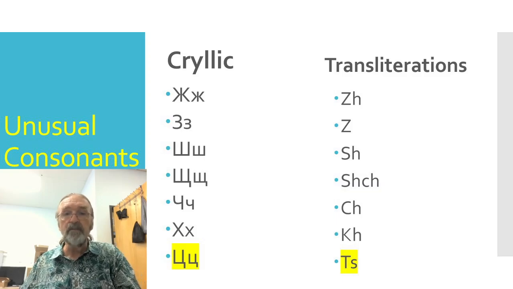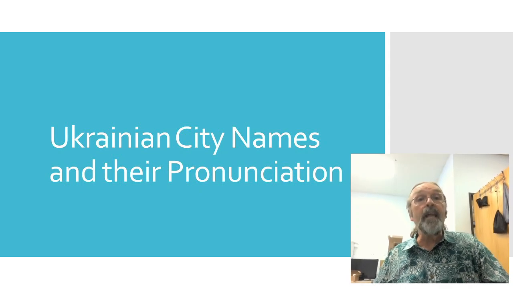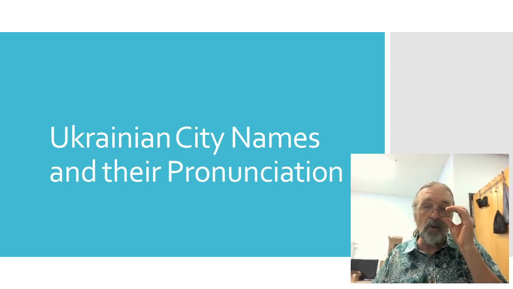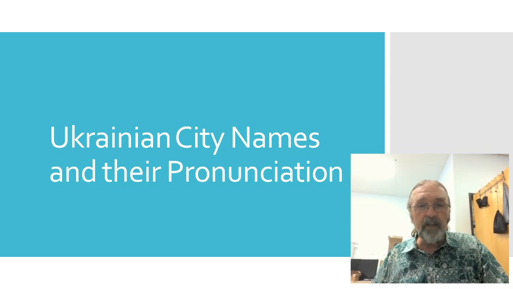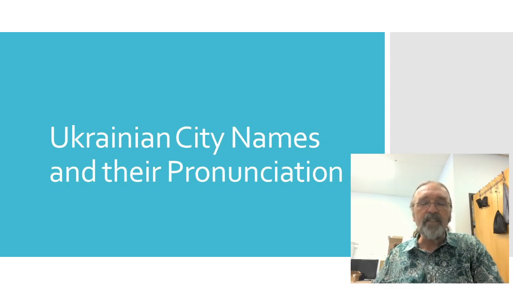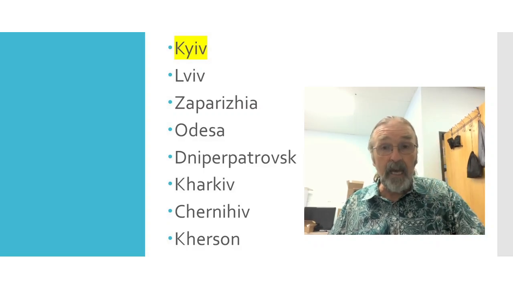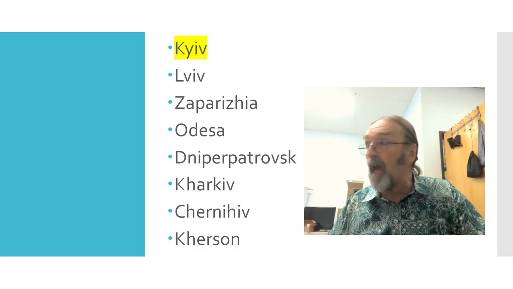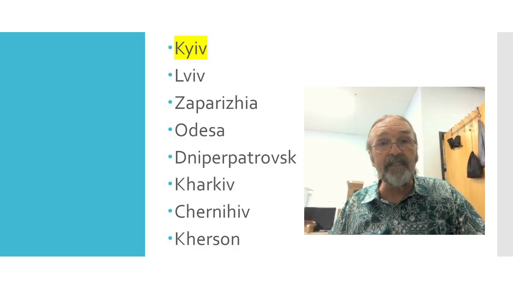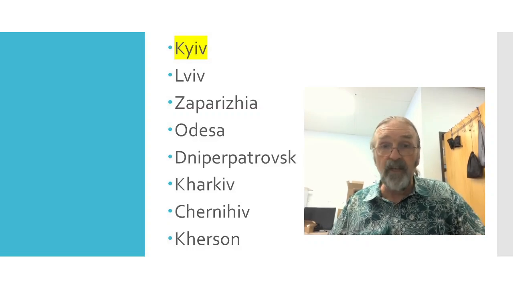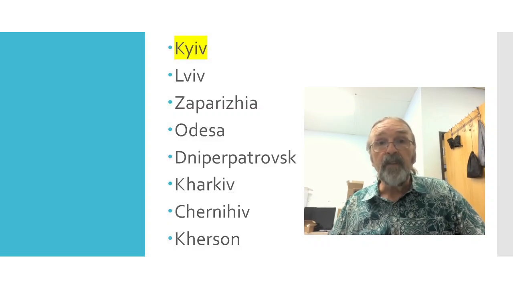So what else do we have? Ukrainian names and their pronunciation. Now, I didn't go through all of them. There's a lot of them, but here are some that have bothered me as I've heard people pronounce them. Well, Kiev, it used to be Kiev. That was the Russian spelling. Now this is the accepted international spelling, Kiev, and it's made with the E with the umlaut over top of it.